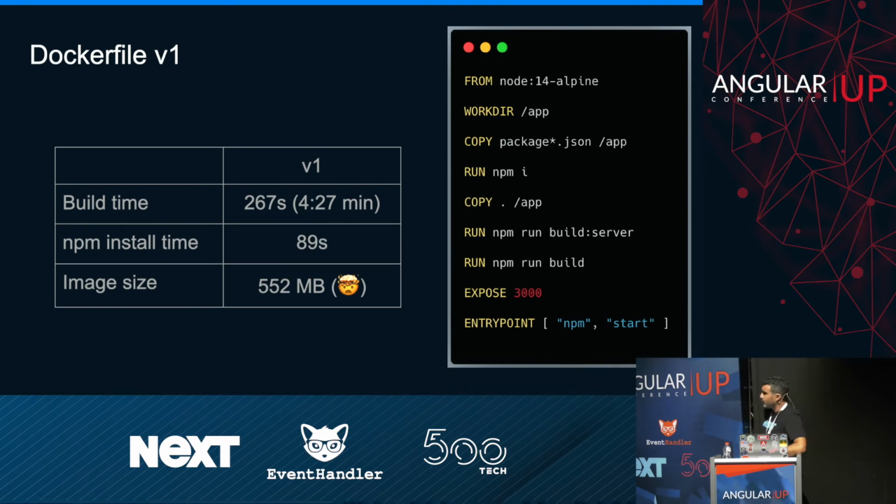So, in this first Dockerfile, my build time was almost 4.5 minutes. The npm install time was 89 seconds. And the image size is 552 megs. This is a lot for a very small application. You see, I have only 2 pages and a small server side.